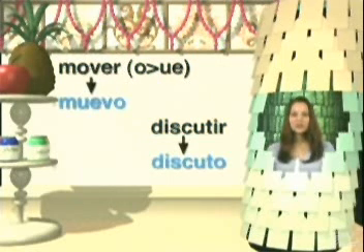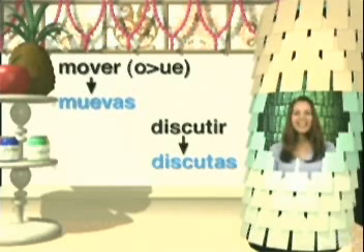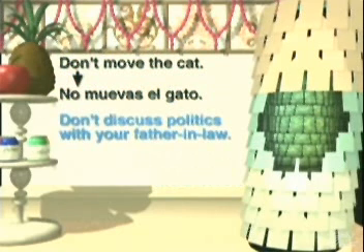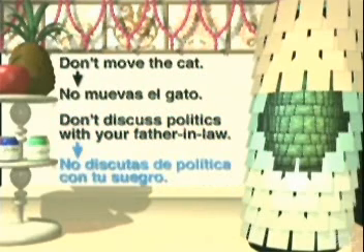Now let's look at the negative informal command forms of ER and IR verbs. We'll use mover, a stem change verb that means to move, and discutir, to discuss. Again, we take the yo forms of the verbs, muevo and discuto. We knock off the O's, and we add an AS to the tú form and an accented AIS to the vosotros form. Don't move the cat. No muevas el gato. Don't discuss politics with your father-in-law. No discutas de política con tu suegro.